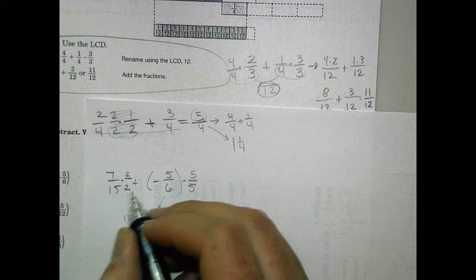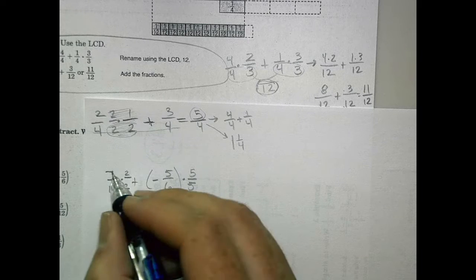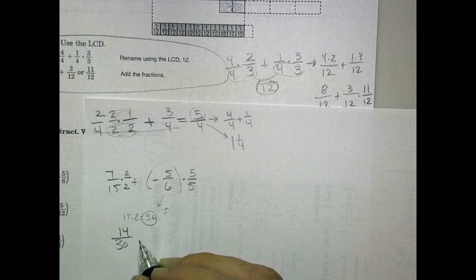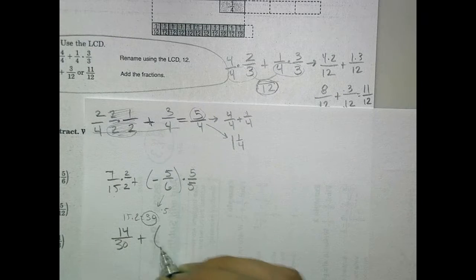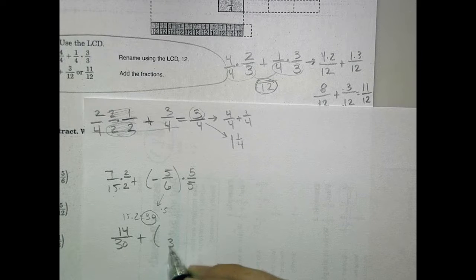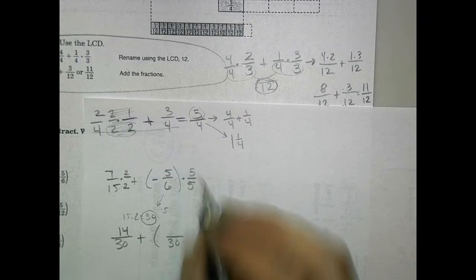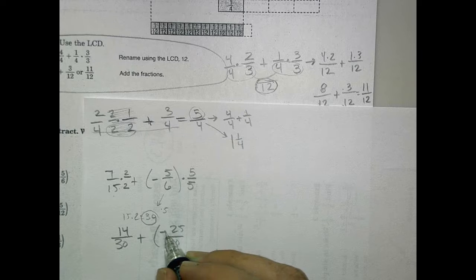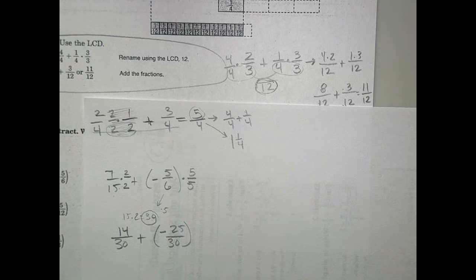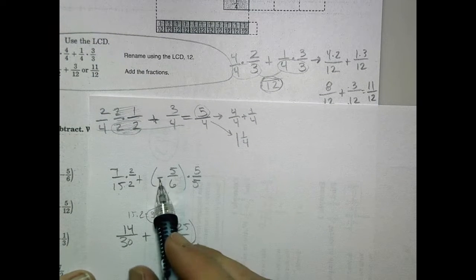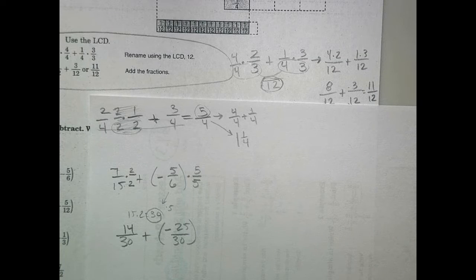So the denominator's here. 15 times 2 is 30. 7 times 2 is 14. And we're going to add 6 times 5 is 30 over 5 times 5 is 25, and it's a negative 25. Why negative? Because that didn't change. We kept it negative. We're not worrying about that integer.